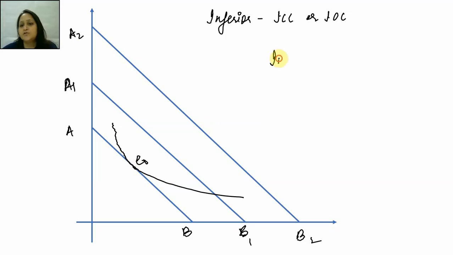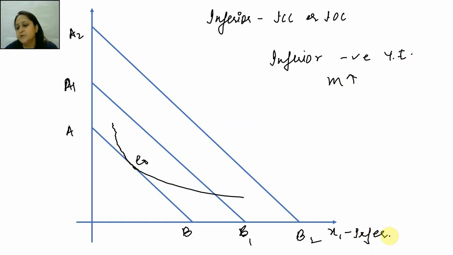Now, inferior goods are those goods which have a negative income effect, which means that when income rises, consumption falls. So I'm assuming X1 is inferior and X2 is normal. X1 जो है वो inferior है, X2 जो है वो normal है. अगर X1 inferior है और X2 normal है तो जब income increase करेगी तब क्या होगा? X1 will fall and X2 will rise.